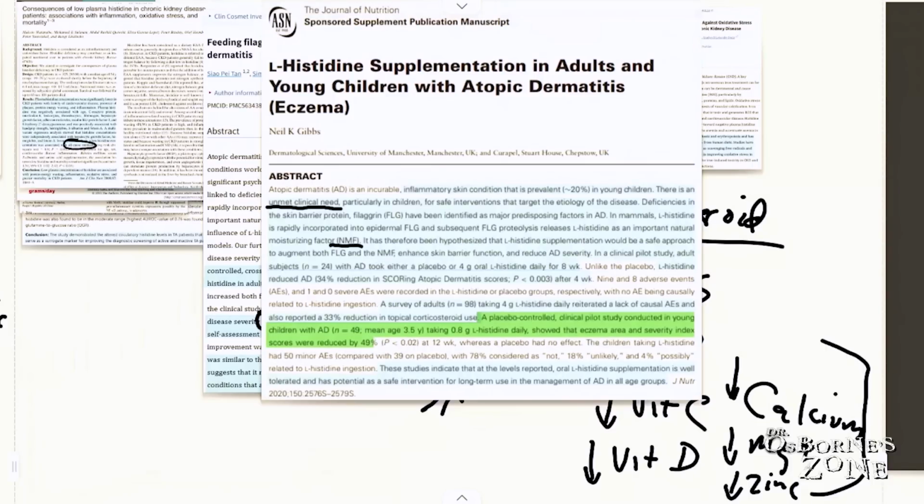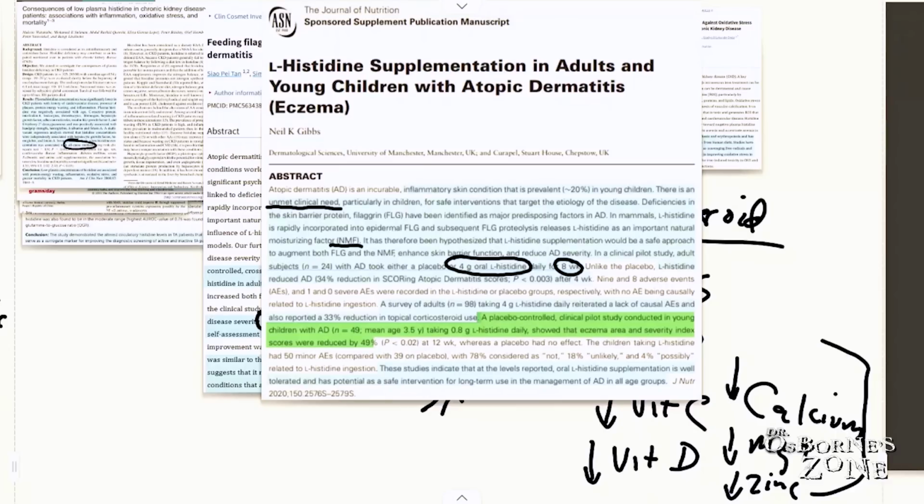In this clinical pilot study, adult subjects took a placebo or 4 grams of L-histidine daily. This was an 8-week study, and L-histidine reduced the symptoms by 34%. Tremendous outcome. You see another one here in 98 adults, 4 grams of L-histidine daily, reiterated a lack of causal adverse events, skin inflammation, and also reported a 33% reduction in topical corticosteroid use.